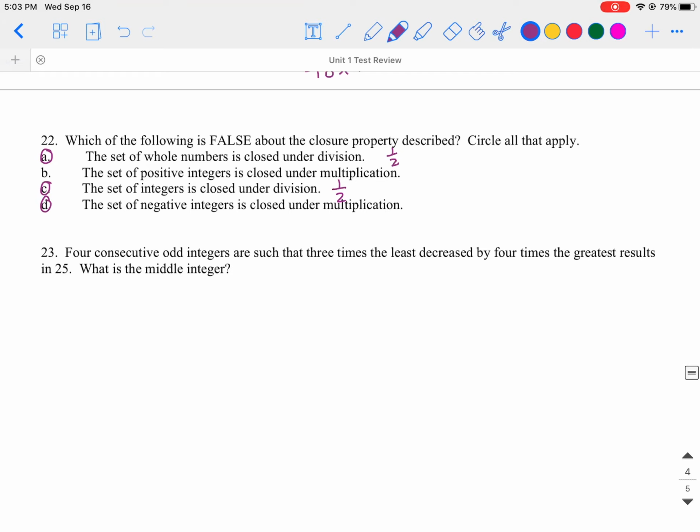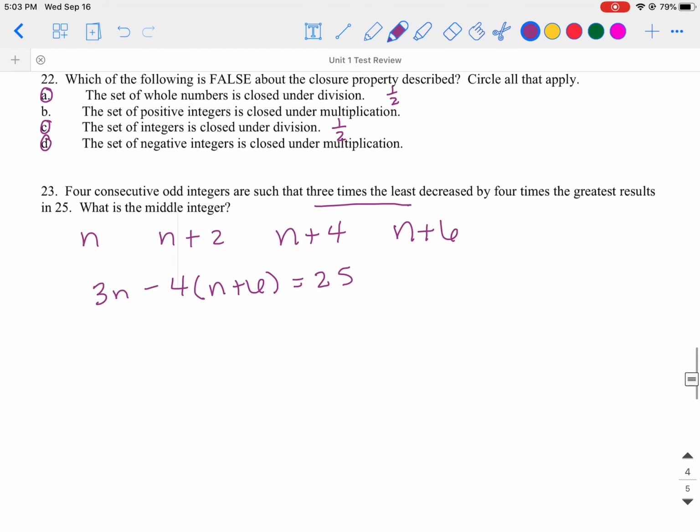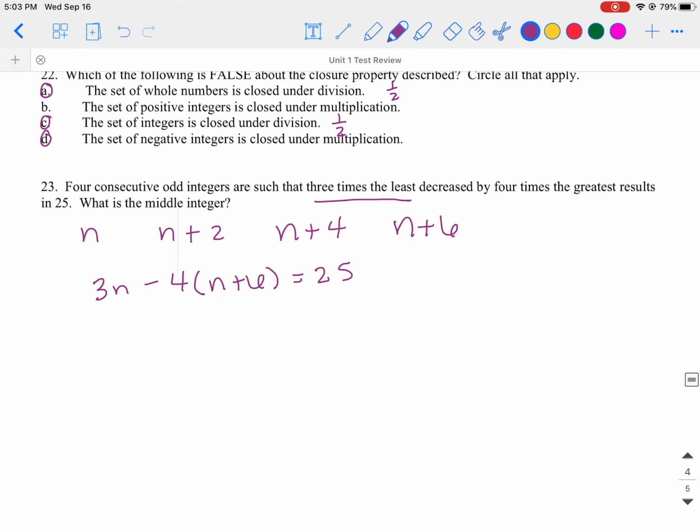23, we have 4 consecutive odd integers. So we have n, n plus 2, n plus 4, and n plus 6. They are such that 3 times the least, so 3 times n, decreased by 4 times the greatest, so 4 times n plus 6, results in 25. We need to find, this is supposed to say, find what is the second integer, not the middle. There's not a middle when you have 4.